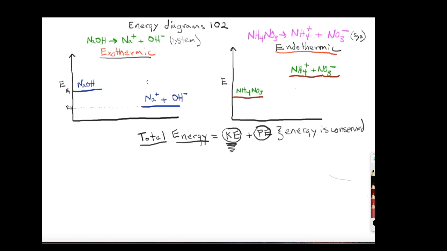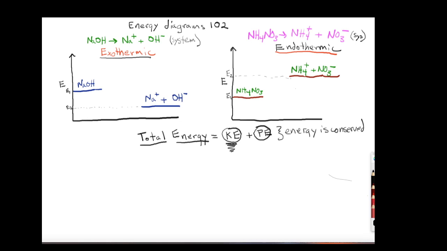Now, when we apply the same idea to the endothermic option, and that was where we took ammonium nitrate and dissolved it in water to produce ammonium and nitrate, this is a reaction where we start out with the reactant, and this would be E1. And you can see where we finish after generating the products, we'll call this E2, that the energy of the products is greater than the energy of the reactants. So in this case, the products gained energy.